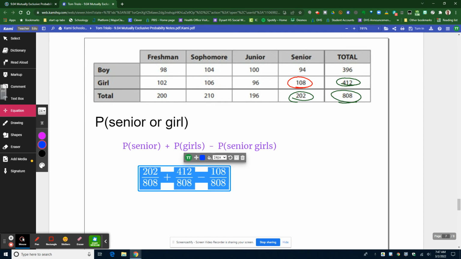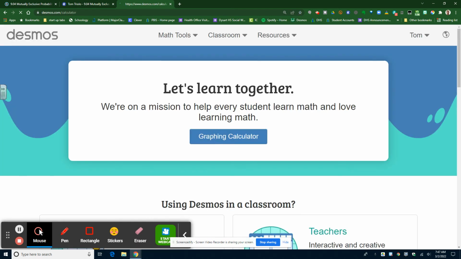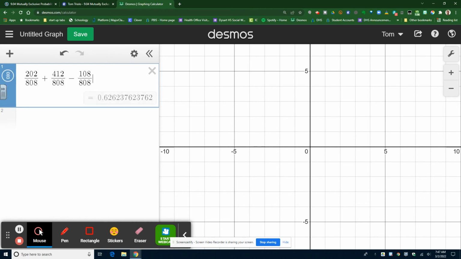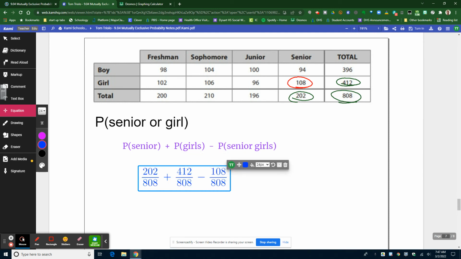And then Control A, Control C, go to Desmos. Control V. And then simplify your fraction. Do not give me a decimal unless there's decimals in the problem. So 253/404ths. The default is, if it's not asked for and you don't have decimals in the problem, your answer is a simplified fraction. 253/404ths. Definitely more than half. Okay. Questions?